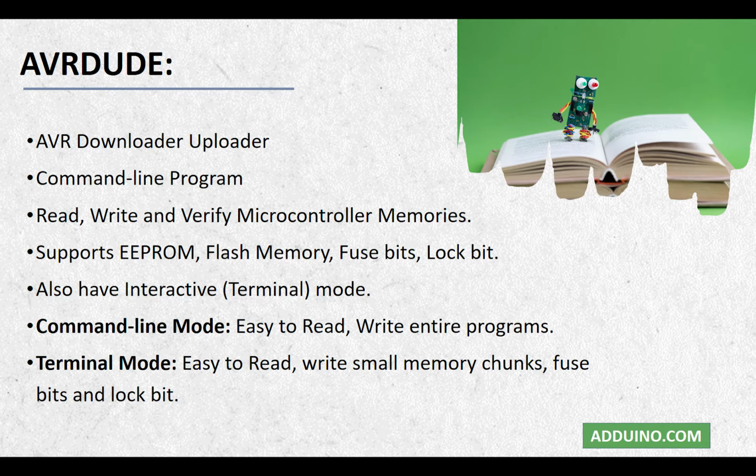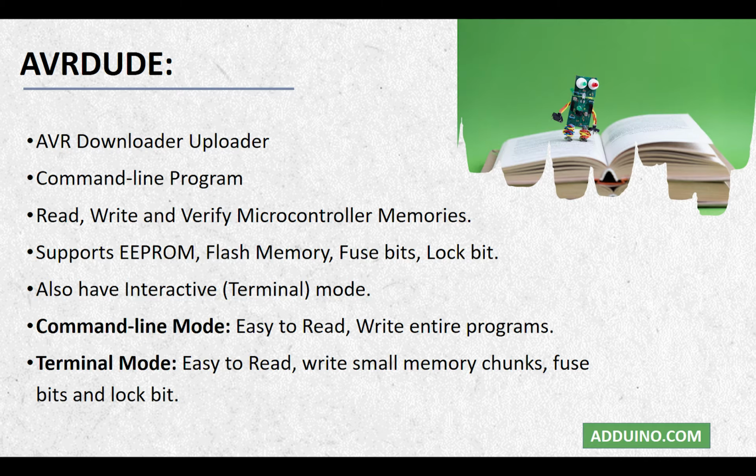AVRDUDE is an acronym for AVR Downloader Uploader. It is an open source software used to program AVR microcontrollers. You can also use it to program EEPROM, flash memories, and even fuse and lock bits.